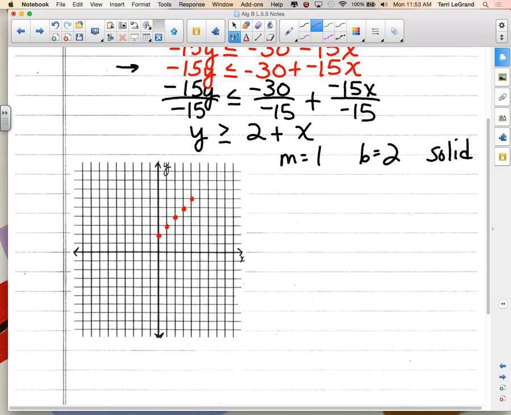Again, we should still be asking ourselves the same question we've done every time we've graphed lines. If I have a positive slope, my line should be doing what? Rising from left to right.